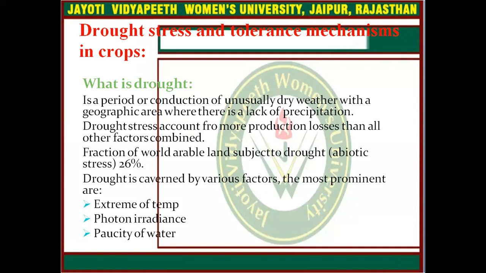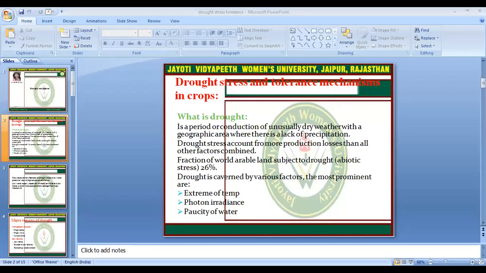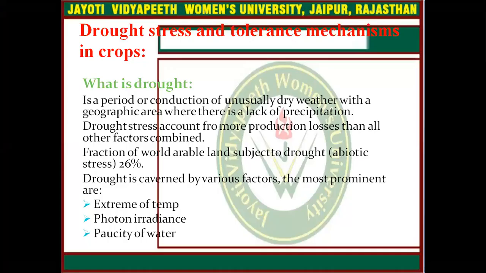Drought stress accounts for more production losses than all other factors combined. The fraction of worldwide arable land subject to drought stress is 26%.